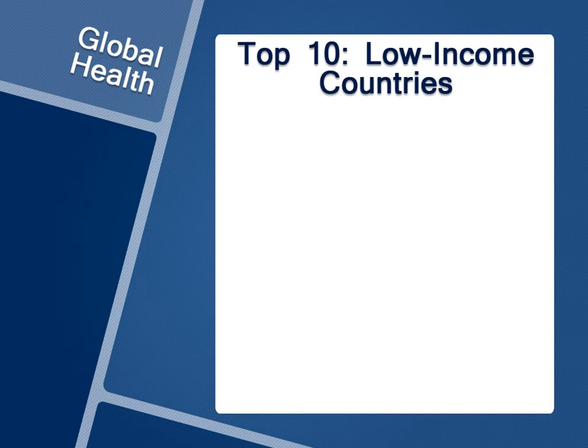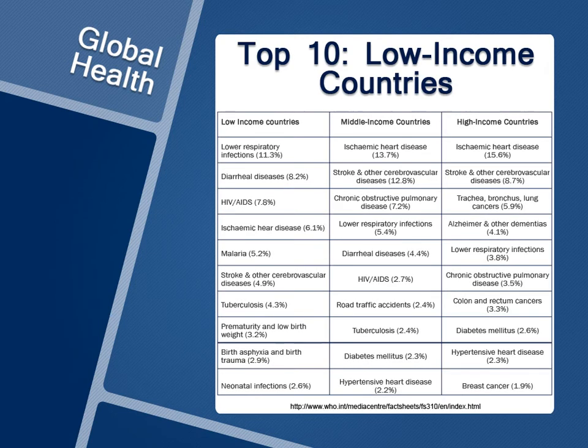Now let's compare the top 10 causes of death in low, middle, and high-income countries. The leading cause of death in low-income countries is lower respiratory infections. This is in comparison to ischemic heart disease in middle and high-income countries. It is important to note how chronic diseases such as heart disease are now replacing infectious disease as the number 1 killer in many underdeveloped countries. This is a new phenomenon.